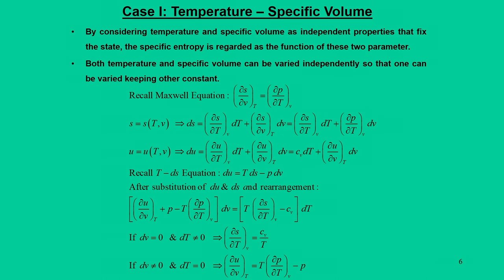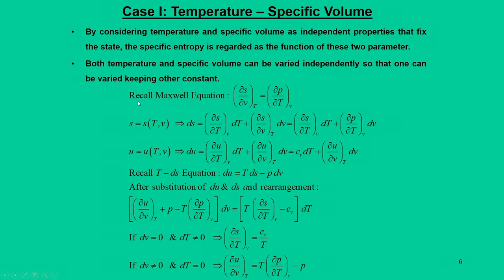Another point I need to emphasize: when I say temperature and specific volume are independent properties, in some situations both parameters can vary simultaneously, or in other situations, because these two are independent in nature, you can keep temperature constant and vary specific volume, and vice versa. Keep specific volume constant and vary temperature. So, this is the basic concept that we are going to follow in deriving these relations.